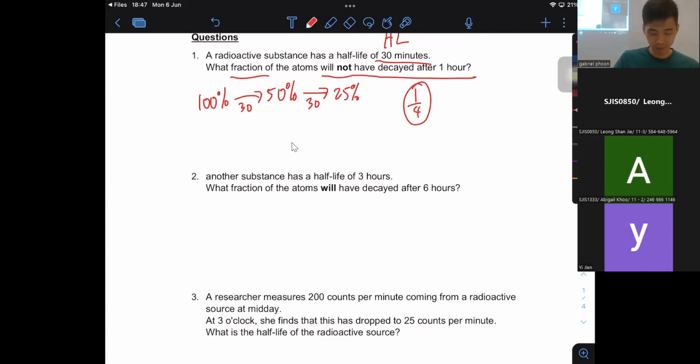1/2? What do you mean 1/2, Shannon? Is that your answer? What fraction will have decayed away? It's wrong. That's your answer to question number 2.